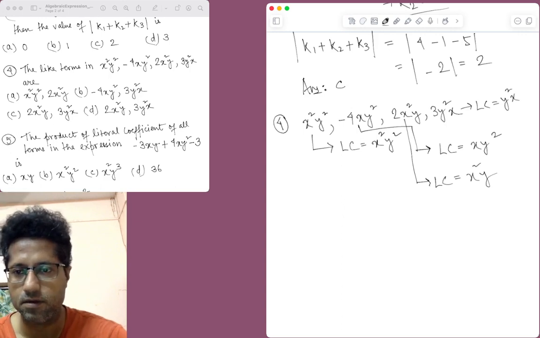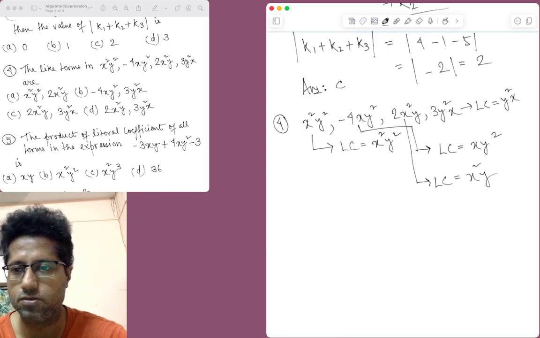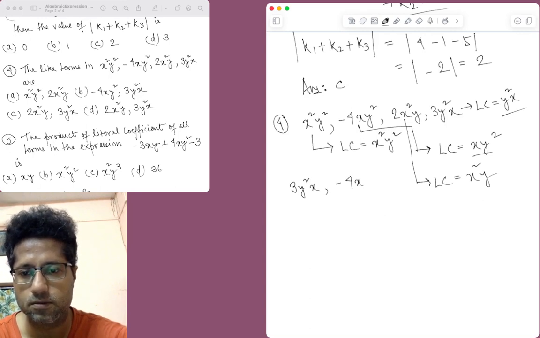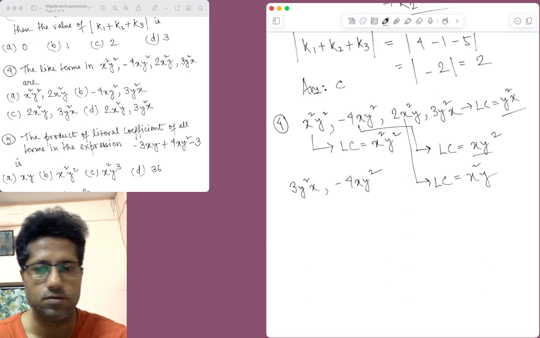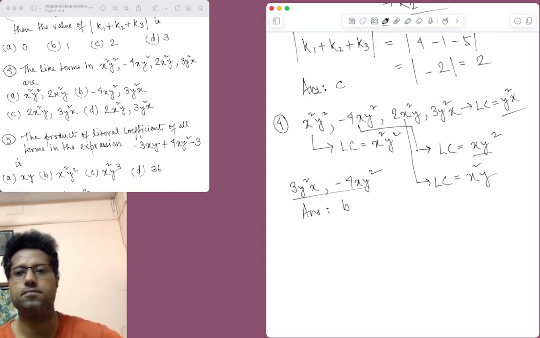So where do we see similarity? X square y square does not match with anything, x square y does not match with anything, but these two match, y square x and xy square. So the like terms are 3y square x and minus 4xy square. So the correct choice is B.